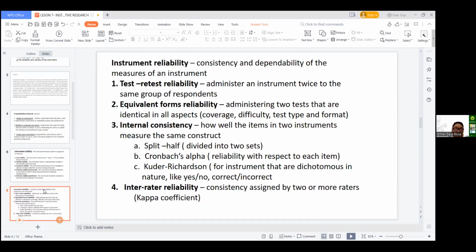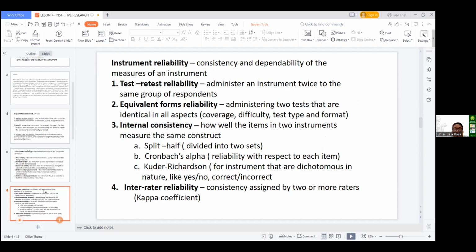What about instrument reliability? So if validity measures what it is supposed to measure, reliability refers to the consistency and dependability of the measures of an instrument, even if you take or administered it several times at different circumstances. So consistent ba yung result?